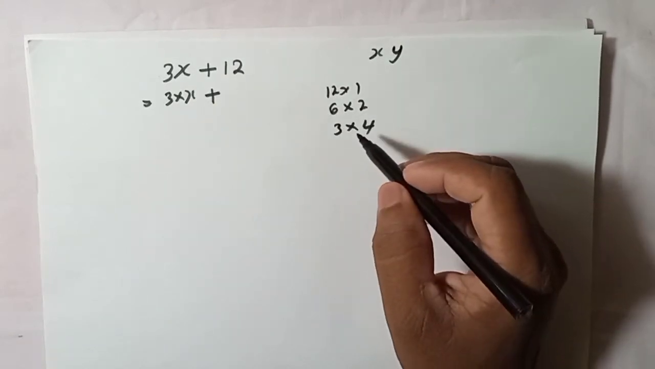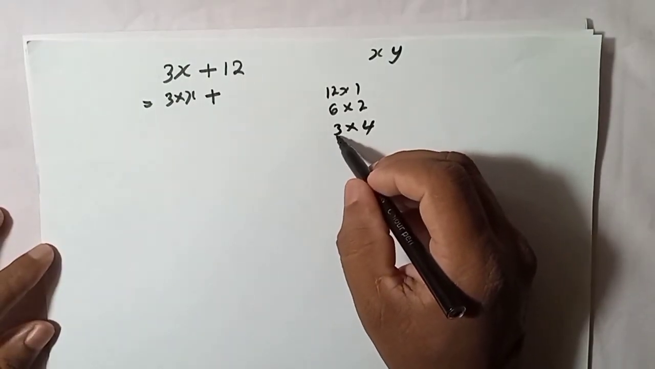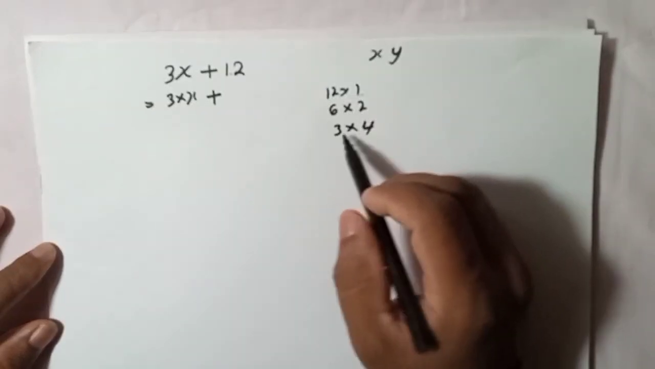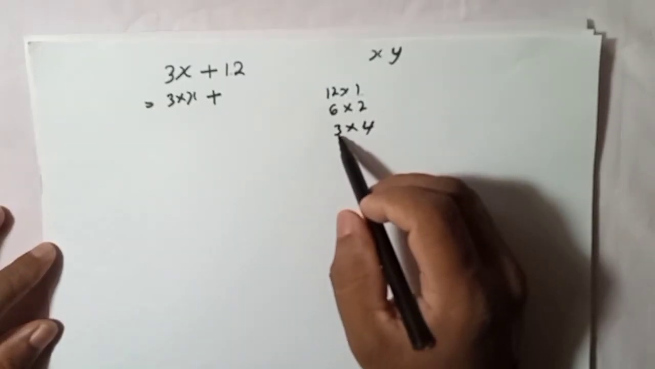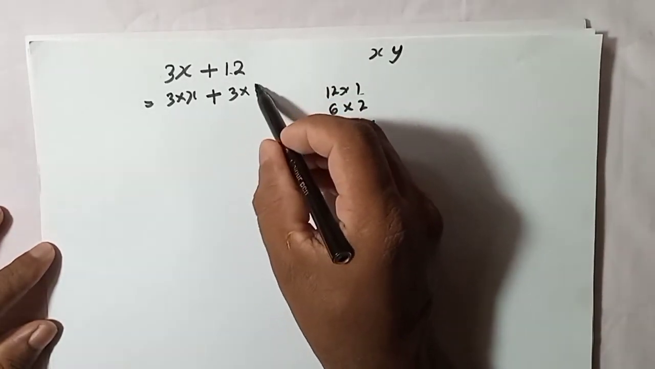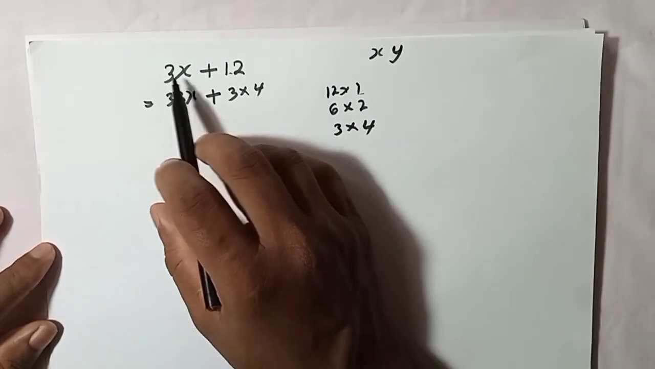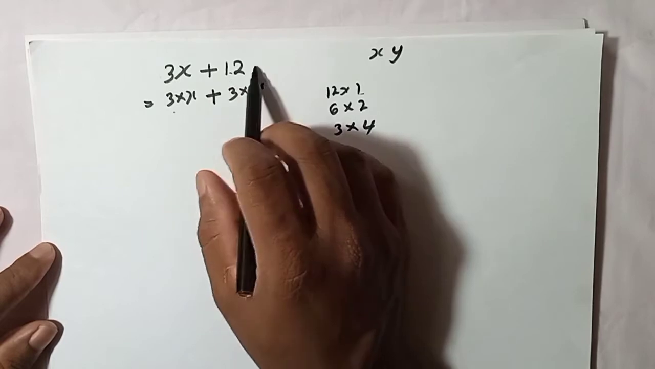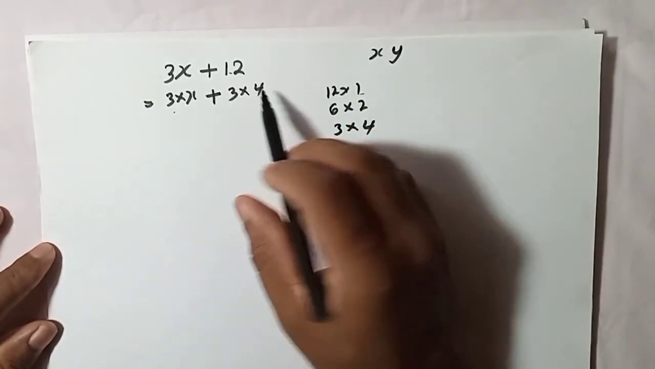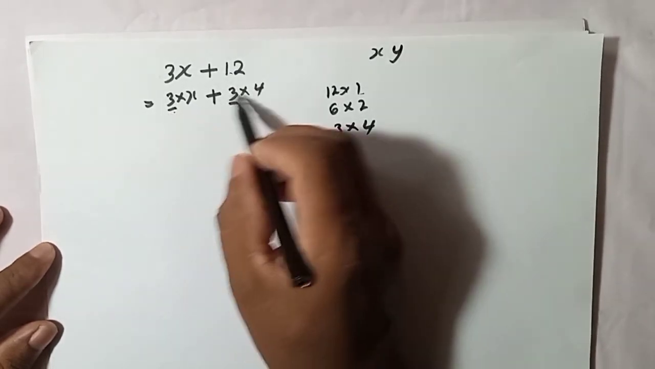3 into 4. What is common? 3 is common, because for 12 we replace it with 3 into 4. Now you can see 3 is common. That's the idea: something needs to be common here and here. So I write this one as 3 into x, and this one as 3 into 4. Now you can see 3 is common in both places.